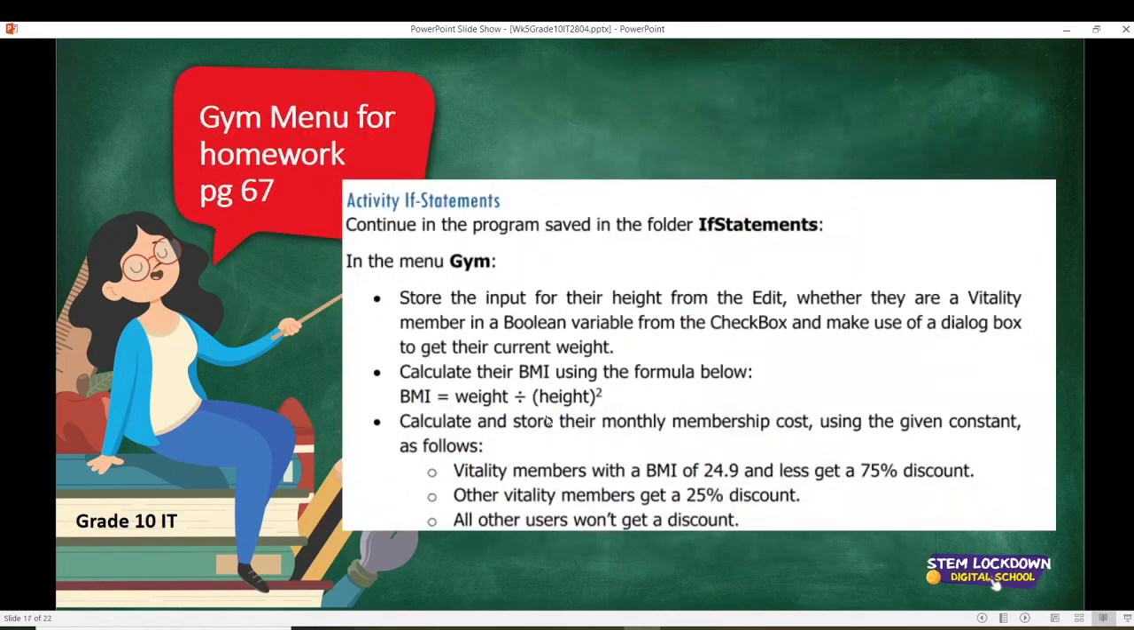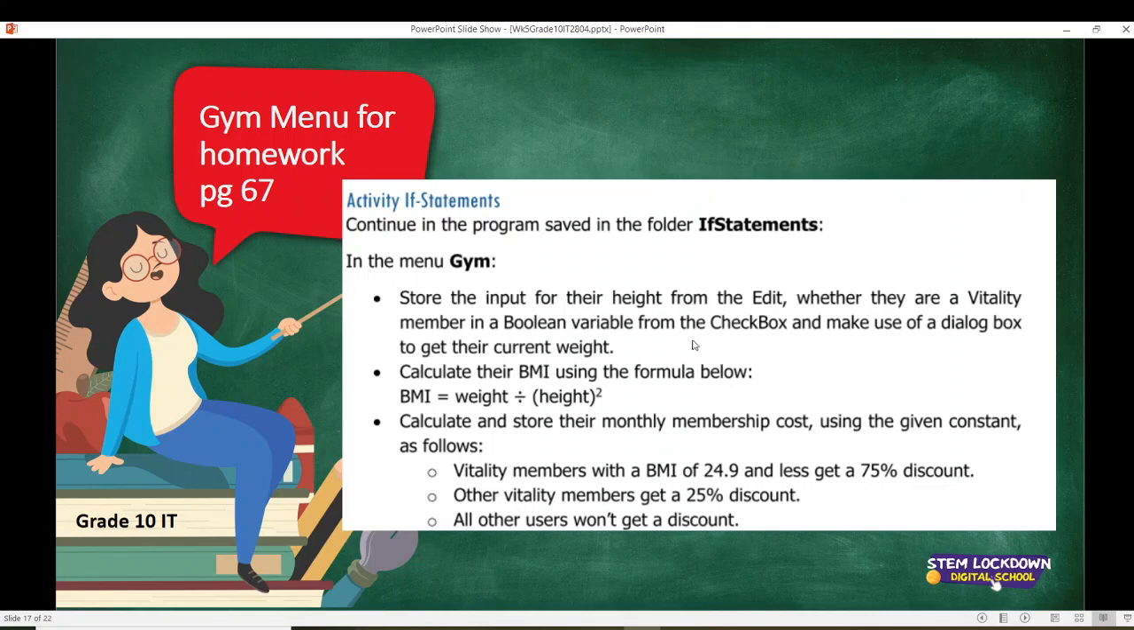Then another one to do in the Dandelion Delphi book on page 67 is also in the if statements activity. And here you need to look at the gym menu to be able to answer the question. So you're asking the user to input their height from the edit, indicate whether they're a Vitality member using the checkbox, and then ask them for their current weight using a dialog box. And we've discussed what a dialog box is. Then calculate their BMI, and then you need to work out what their monthly membership cost is.